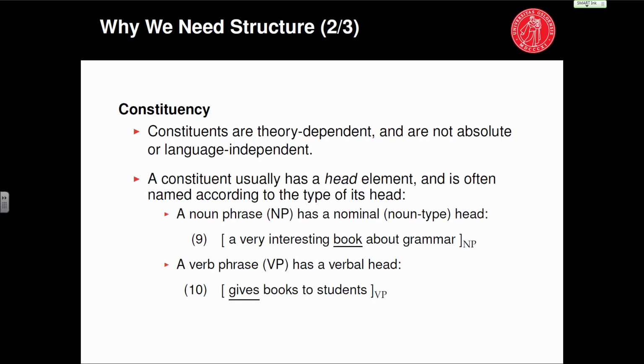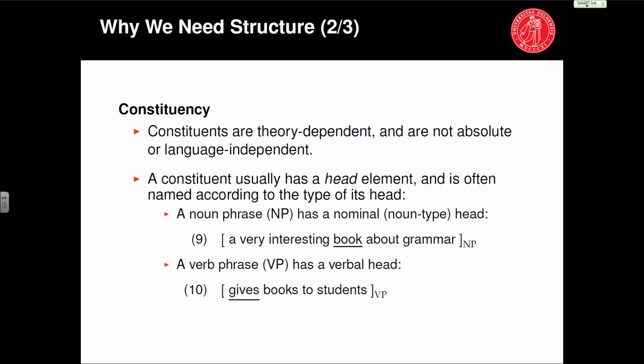And for each constituent, we will assume, say, that there's one element inside that we will call the head. And often the constituent category, the type of constituent actually betrays, tells us the category of the head. So a noun phrase, a very interesting book about grammar, that object is at its core a book.